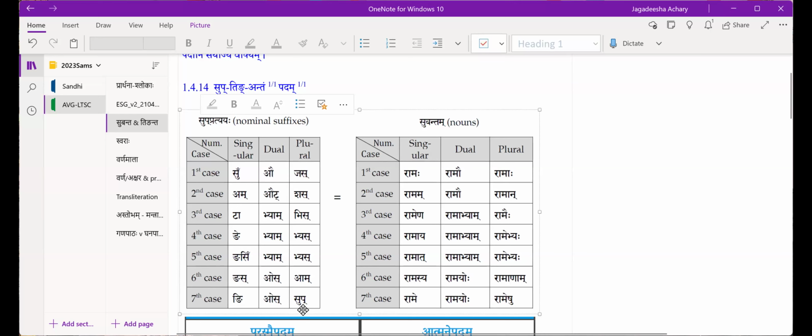In the bahuvachana, Rama plus sup. This sup is the 7th vibhakti bahuvachana. So Rama plus sup becomes Rameshu. That is the saptami bahuvachana form of Rama.